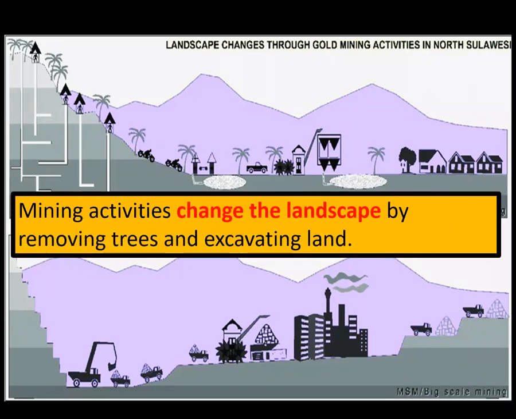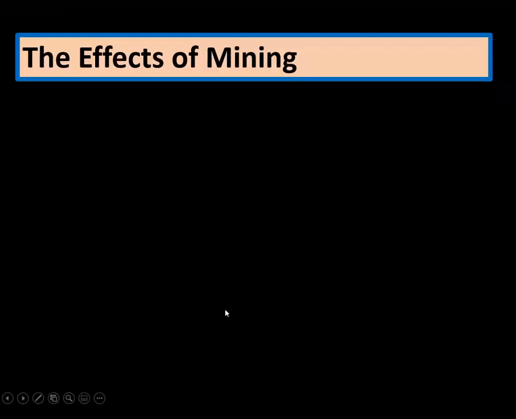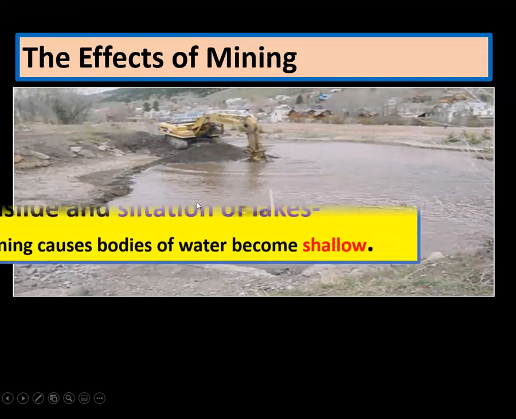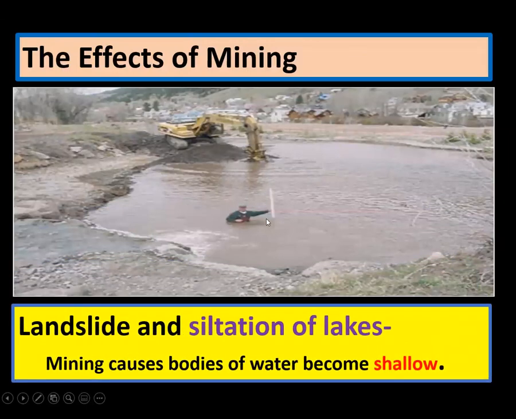Mining activities change the landscape by removing trees and excavating land. So what are the effects of mining? Let's see this video here. Oh, it's a picture. See this one? This is one of the effects of mining. This is called the siltation of lakes. Remember when I said mine tailings earlier? Those mine tailings are made up of sediments and chemicals from the mining industry.